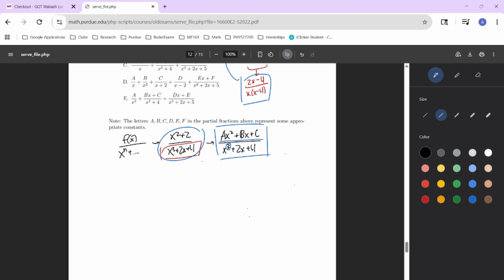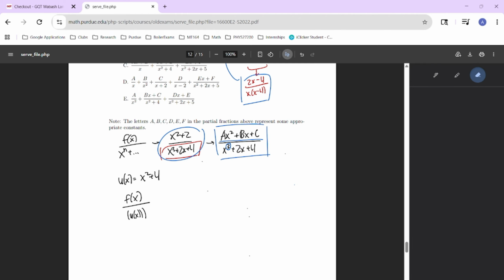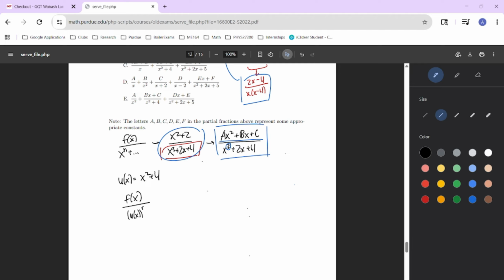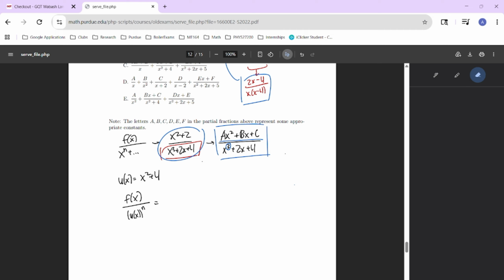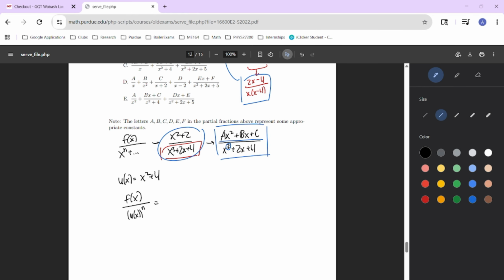Now, the second rule that we need to keep in mind is if I take any function u of x, we'll say u of x in this case is equal to x squared plus 4, and then I can rewrite my polynomial fraction to be of the form u of x to some power of n, then the full fractional decomposition of this function would look as follows, and I'll explain why in just a moment.